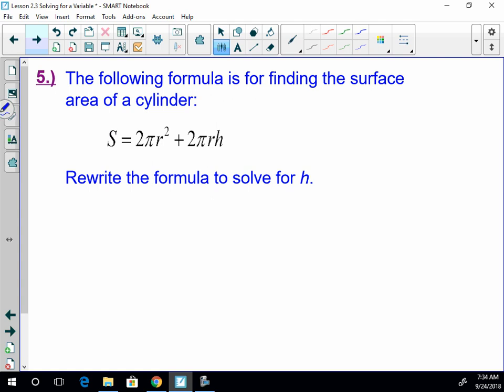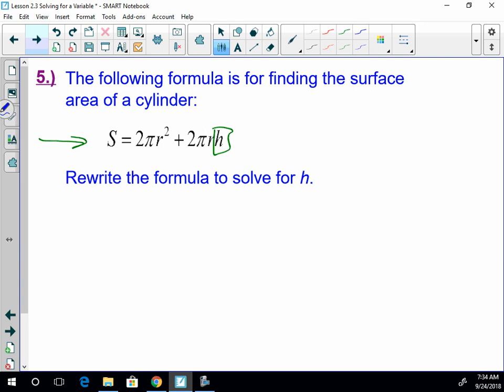It says solve the following formula for finding the surface area of a cylinder. We will use this next year in geometry. It says rewrite the formula to solve for h. Holy cow, there's a whole lot of stuff there. What am I going to do?